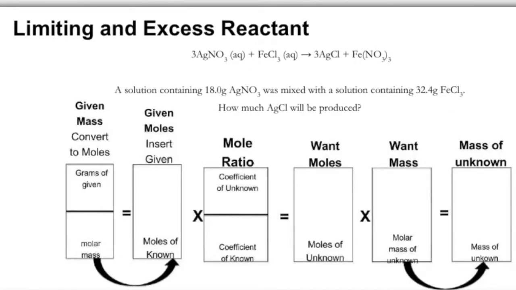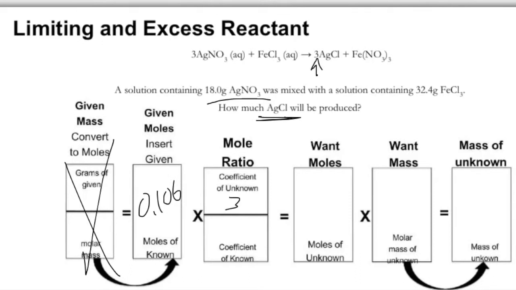Given that limiting reactant, how much silver chloride will be produced? Well, we calculated the moles of silver nitrate in the last part of the problem, trying to figure out the limiting reactant. So I can skip this step. I've already done it, really, so I'm not skipping it. But I don't need to fill in that box because I already know that I have 0.106 moles of silver nitrate. So my unknown here is AgCl, which is up here and has a coefficient of 3. And my silver nitrate also has a coefficient of 3 in the equation up there. So 0.106 times 3 over 3 is 0.106.